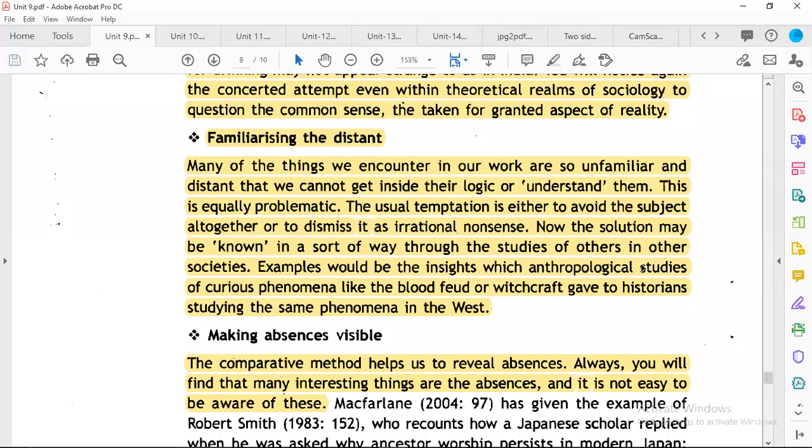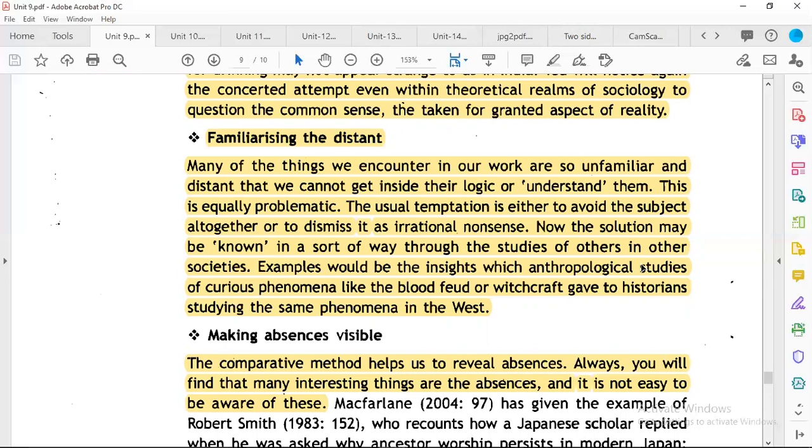Familiarizing the distant. What is uncommon for a specific society or culture may be very much common for another society or culture. If we don't know any cultural aspects of a specific society, we can compare, maybe the food habit. If we are comparing the food habit between China and India, we will understand that eating cockroach or bats or rats is not abnormal, is not unnatural, because it's their food habit.